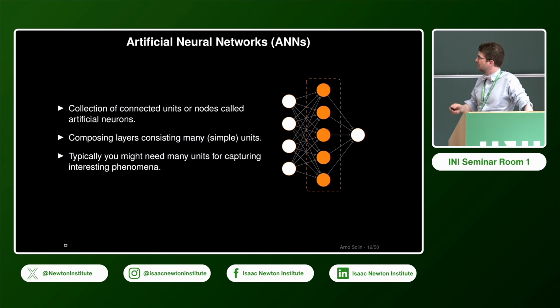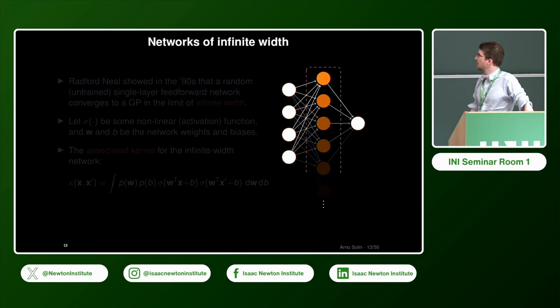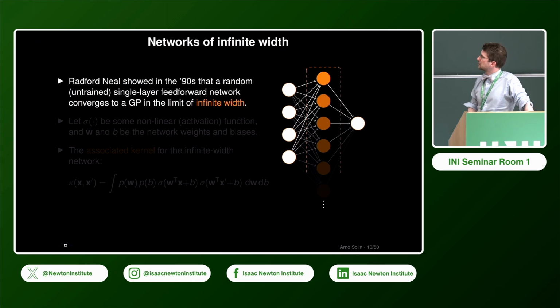Good. So then we can stack these nodes and build layers of them, and then we can stack layers to build deep models as well. I'm mostly focusing here on single hidden layer models for a good reason. The interesting thing for someone who loves GPs is that Radford Neal showed in the 90s that a random, basically untrained, single layer feed-forward network of this form actually converges to a Gaussian process in the limit of infinite width, or infinitely many neurons. That gives you a Gaussian process.